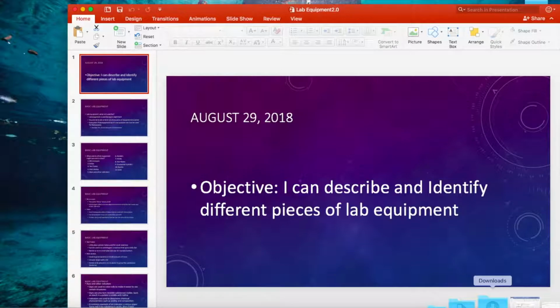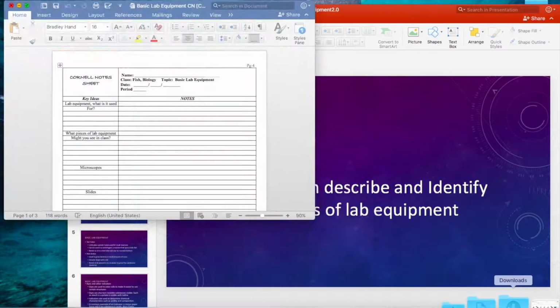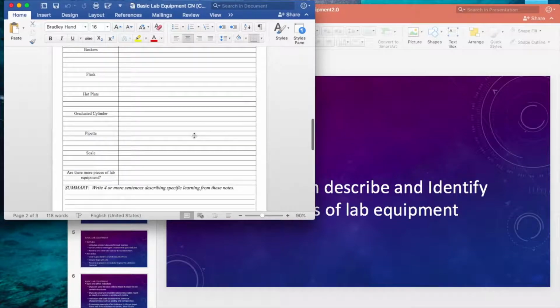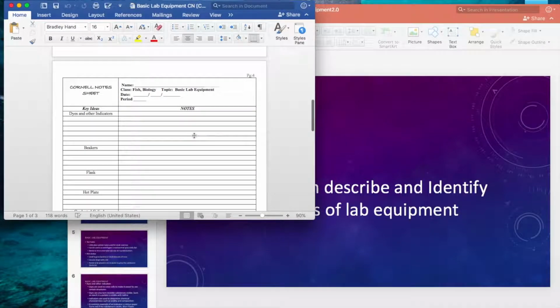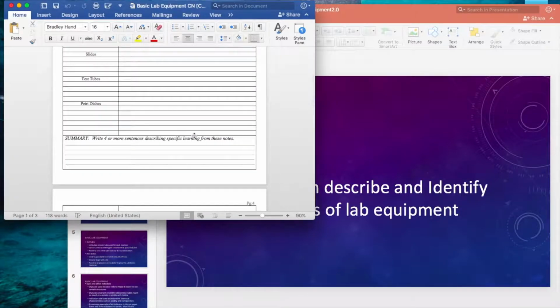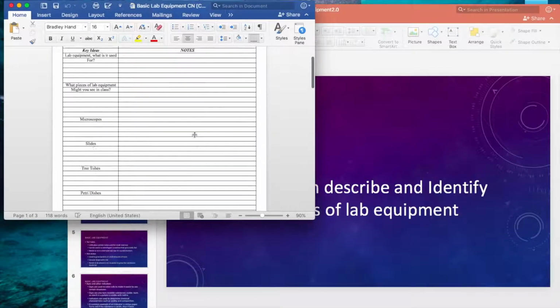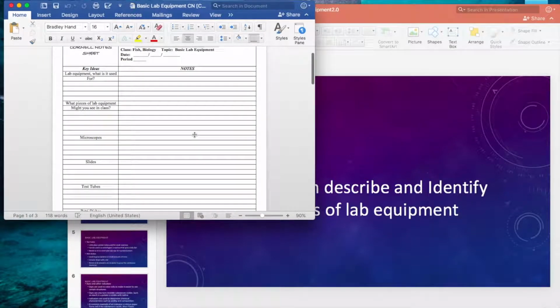Review with you our lab equipment notes. Today's objective is I can describe and identify different pieces of lab equipment. So before we begin our notes today, please make sure that you do have your Cornell notes and that you have reviewed how to take Cornell notes in my classroom. If you need a refresher, please go back and re-watch that video on how to take Cornell notes.